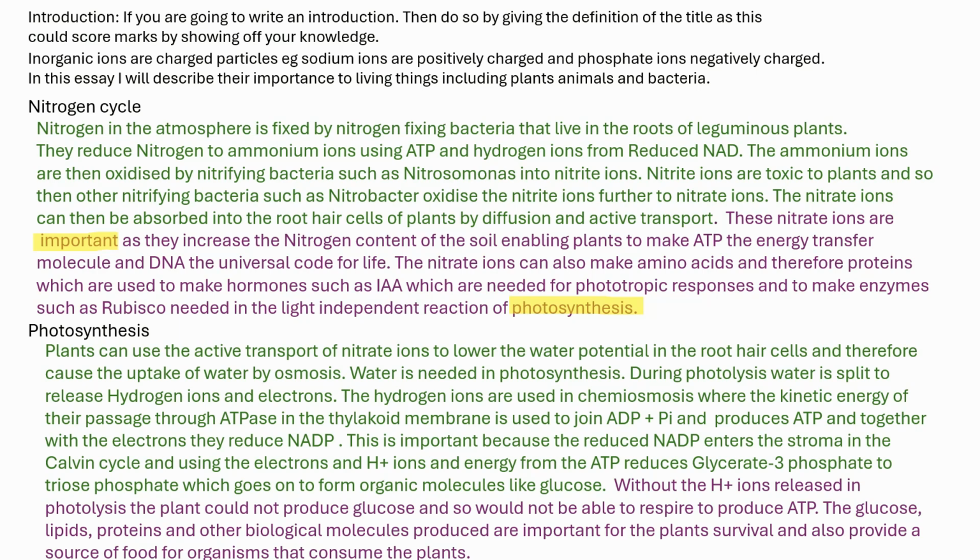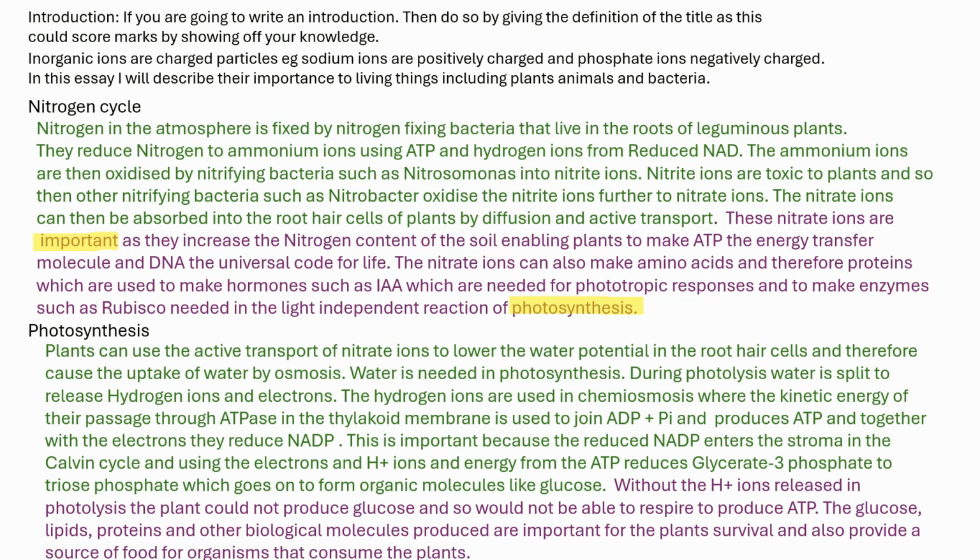Now, I could stress here again, the purple is my why is it important, my AO2. So without the hydrogen ions released in photolysis, the plant couldn't produce glucose. This is therefore telling us, it wouldn't be able to do respiration and produce ATP. Glucose, lipids, proteins, and other biological molecules produced are important for the plant's survival.